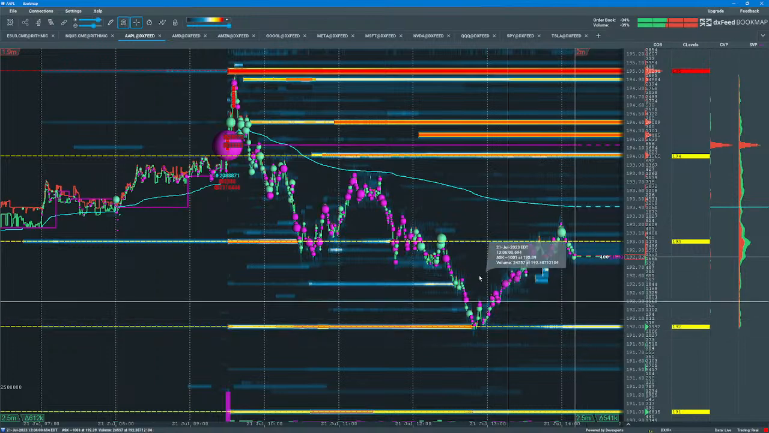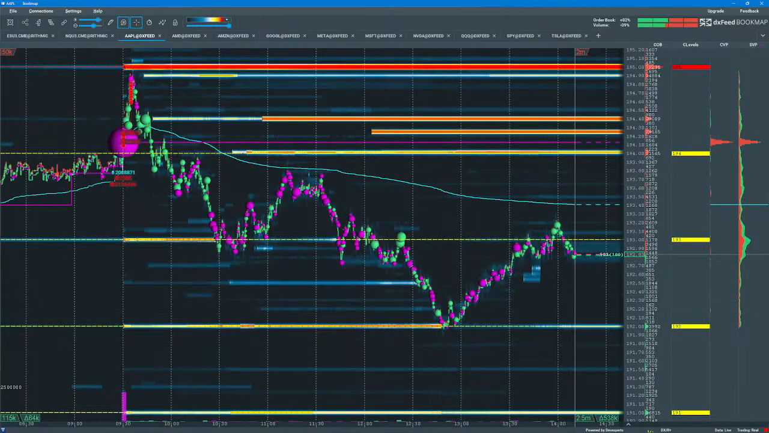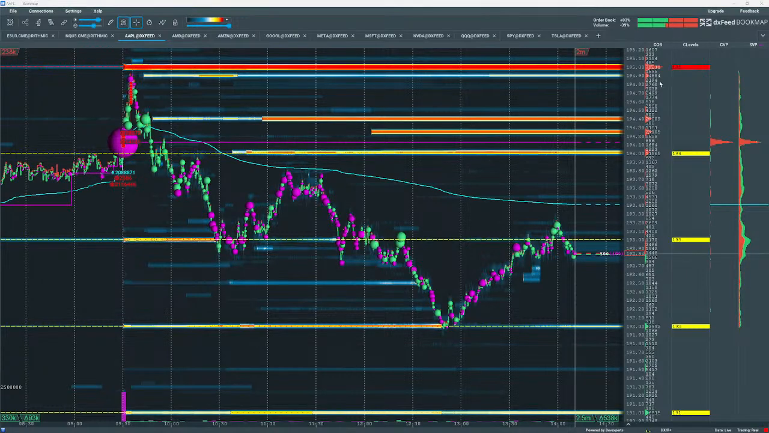So remember 195 is the call wall, and price reverses lower just below that level. And that was good for almost a 3-point move lower in Apple so far.